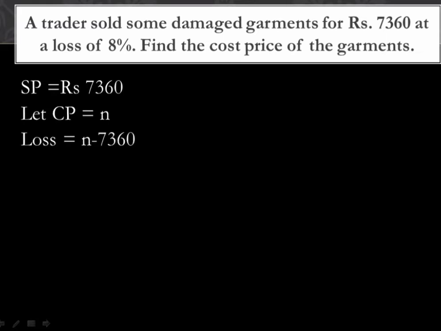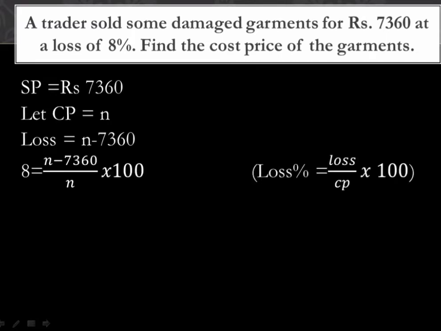Now loss, you know, that is your CP minus SP, cost price minus selling price. So here N minus 7,360 I can write. Now using the formula loss percentage is equal to loss upon CP into 100, I can write 8 is your loss percentage given equals to N minus 7360 upon N into 100. Now this N is multiplied on that side and this 100 is multiplied with both of them. So here I will get 8N equals to 100N minus 7,36,000.